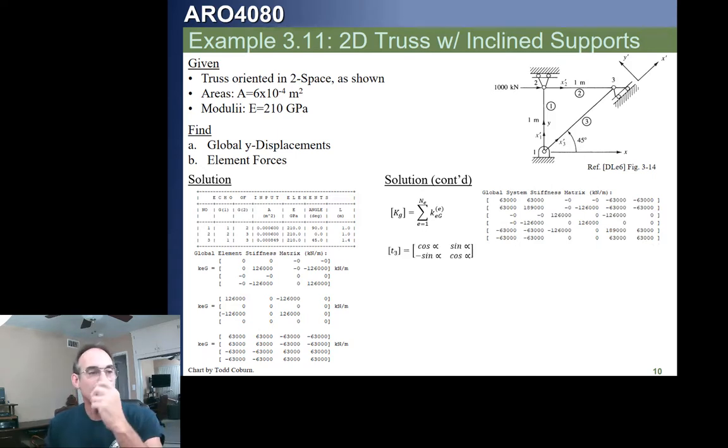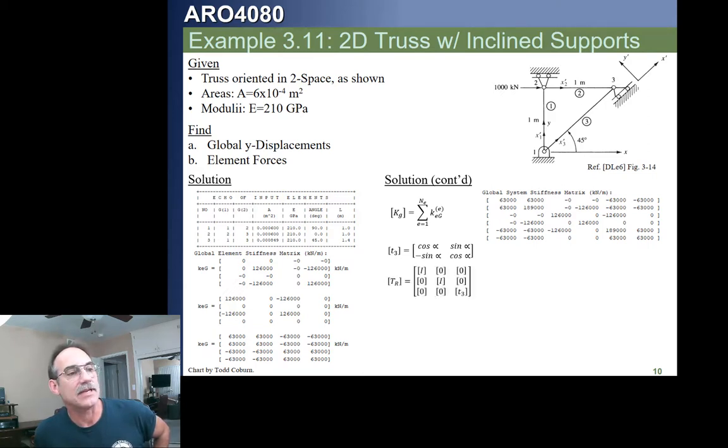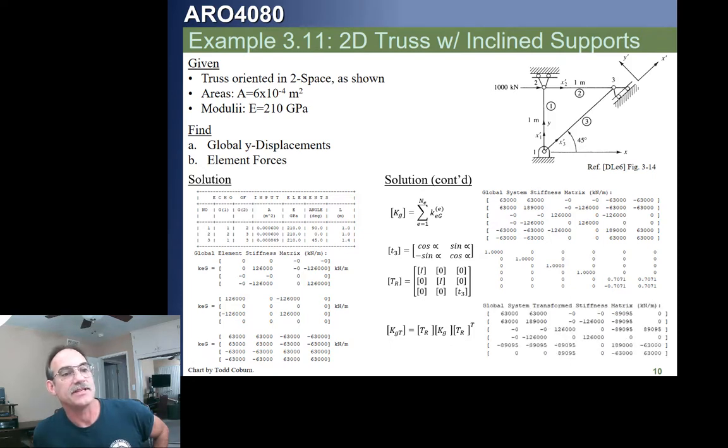First, we need to calculate our transformation. We'll see that T1 is going to be identity, T2 is going to be identity, and T3 is going to be this matrix shown here where we put in alpha's 45 degrees. We then construct our capital T sub R, which has the T1, T2, and T3. You can see there, but T1 and 2 are both identity. We multiply our Kg by that using the relation I gave you, and that gives us our transformed global stiffness matrix. This is here.